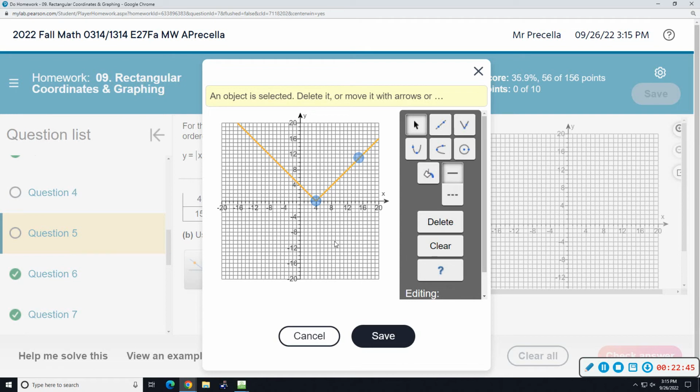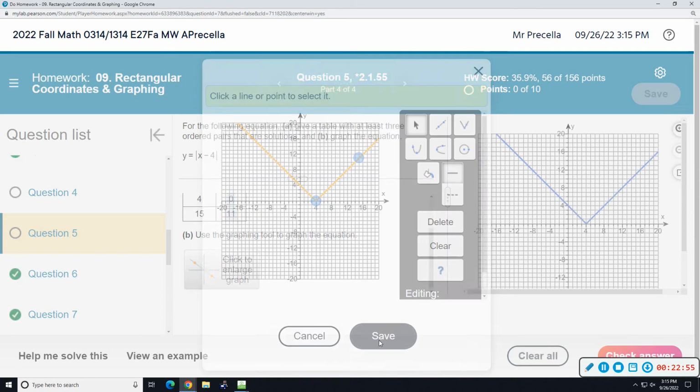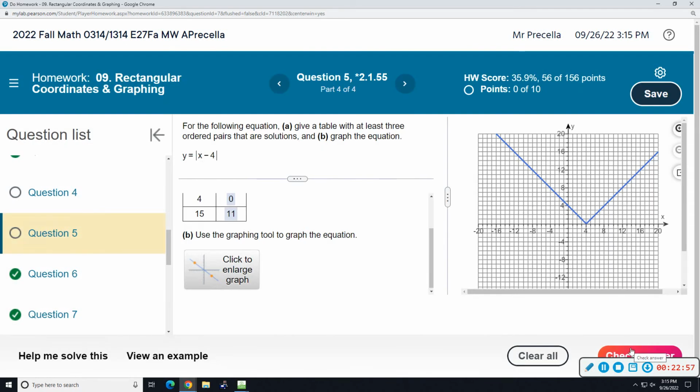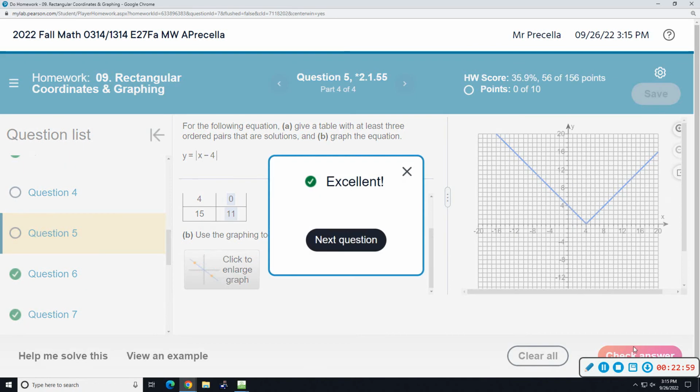What about -5, 9? Can y'all count that? There's -5, and right out there, -5, 9 is on the graph also. So save it and check. Any questions there? Okay. And that was number 5.